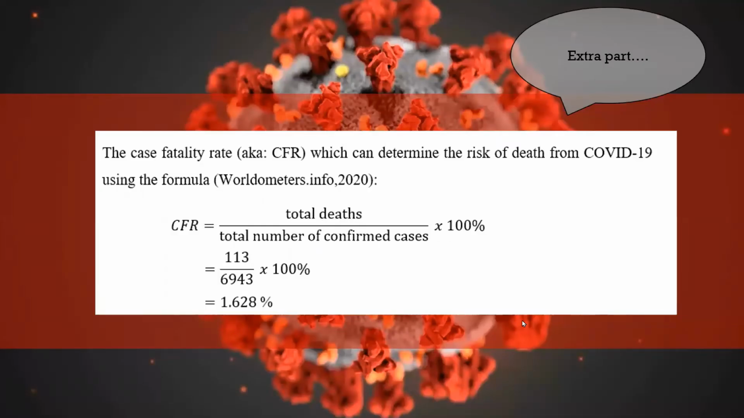So this is an extra part where I have calculated the case fatality rate, but due to the situation of fast spreading of COVID-19, the number of confirmed deaths and cases changes over time. So the CFR option cannot be used as it is extremely difficult to make accurate estimates of the true rate of death.